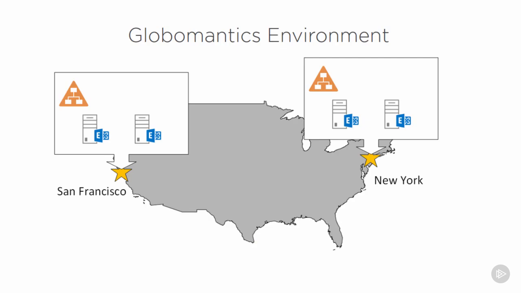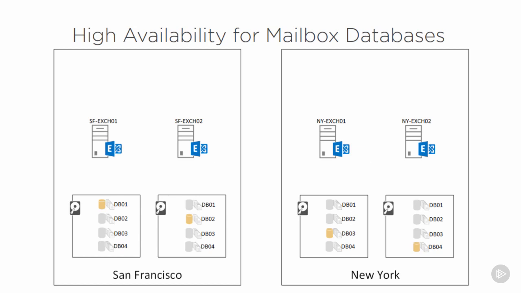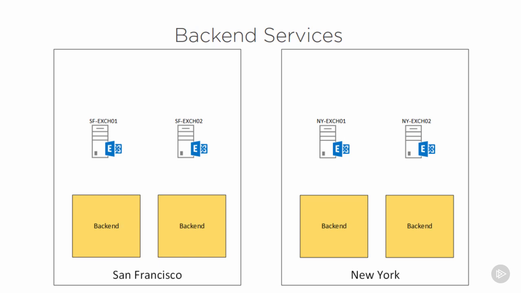The Globomantics environment as it stands today is the same as we left it in the first course in this series. So if you've watched that course, you should remember that we do have 2 Exchange 2016 servers in San Francisco and 2 Exchange 2016 servers in New York. Those 4 servers have been configured for high availability for the mailbox databases. In other words, they were configured for a database availability group. So there are 4 databases in the environment replicating to 4 separate copies on the 4 separate Exchange servers in that DAG. Now, all of that stuff you can just think of as the back-end services.